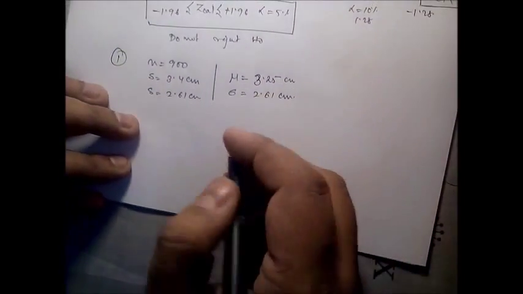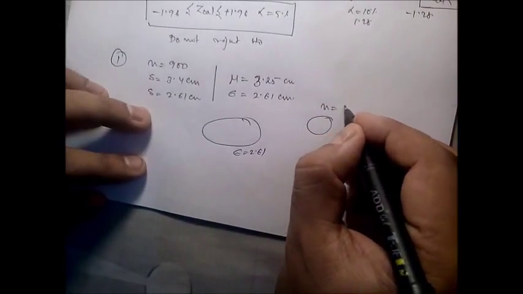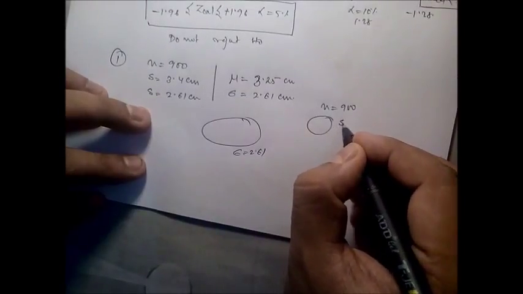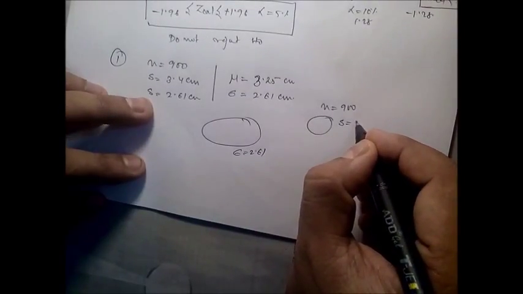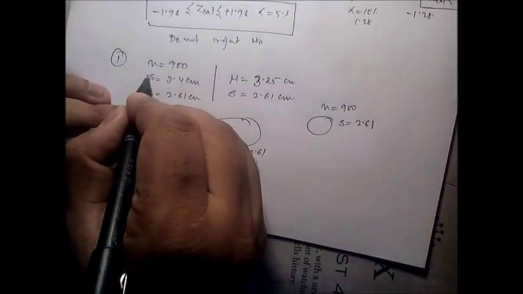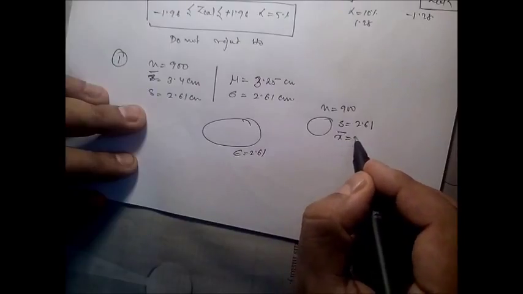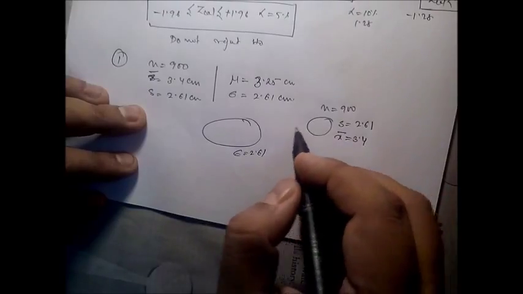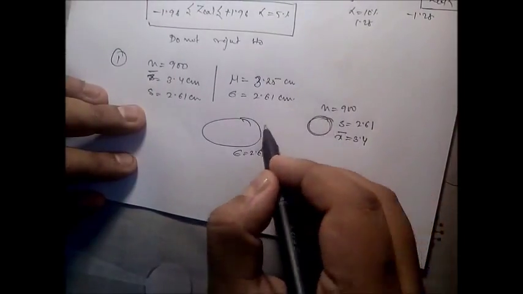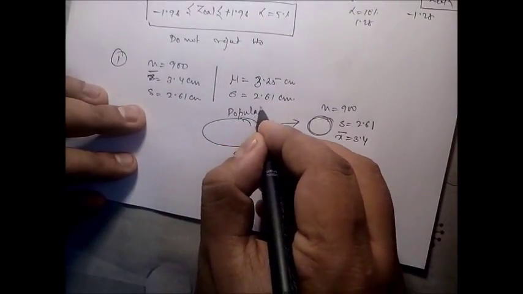Okay, so the question is, there is one population, and its standard deviation is 2.61, it is known. There is a sample where size is 900 and the sample mean, sorry, it should be x bar, is 3.4. The question is, check whether this particular sample is from this population or not. So this is the population.